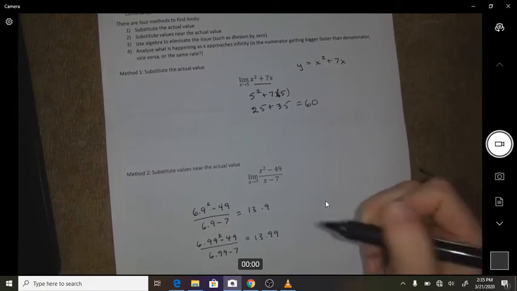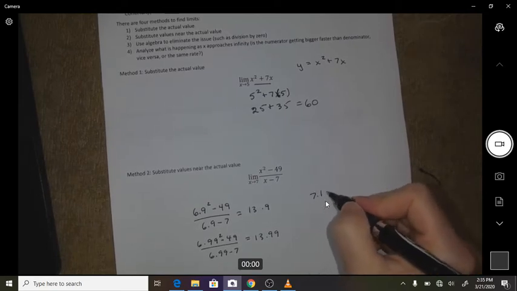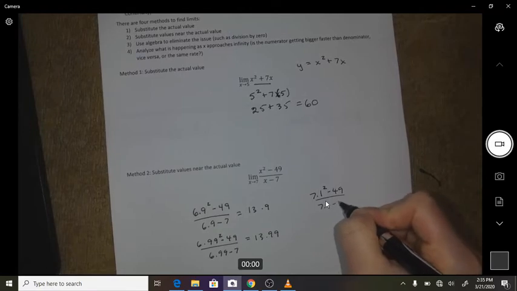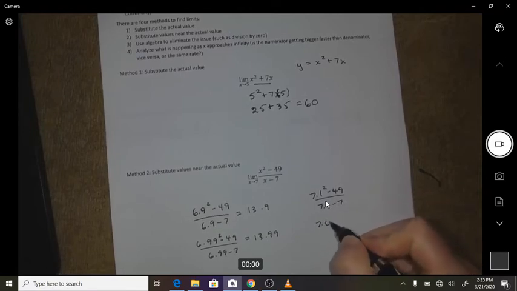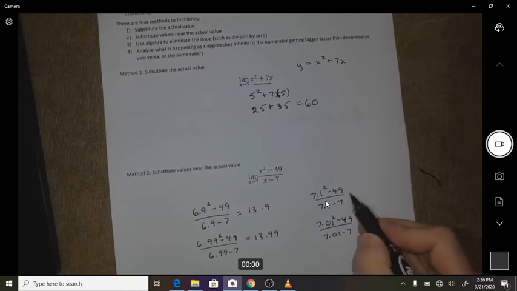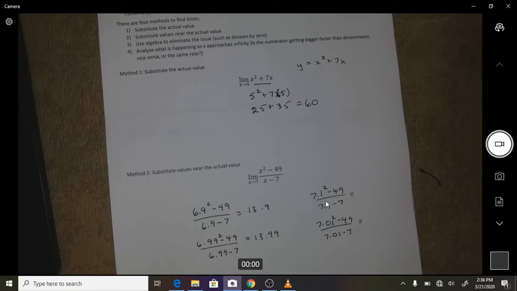I've also got to remember that when I'm getting closer to 7, I'm getting closer to 7 from both sides. So from the other way, I'm going to get closer to 7. So I'm going to pick 7.1 and 7.01. Okay, so you can see me getting closer to 7 coming in from the right-hand side.